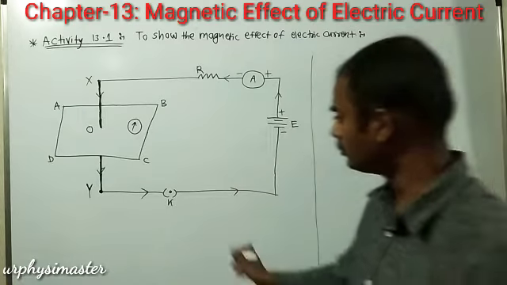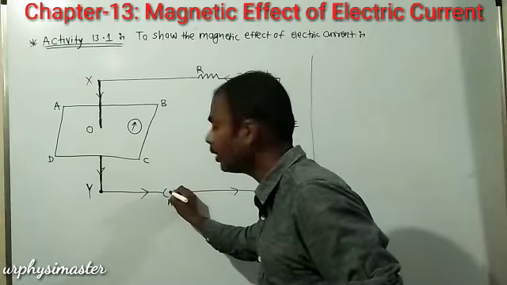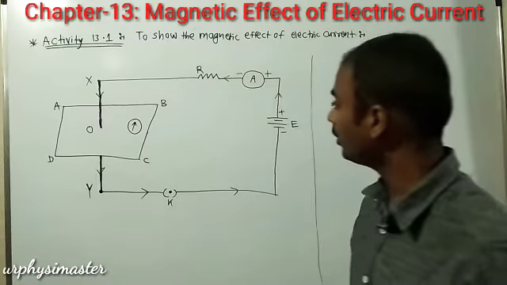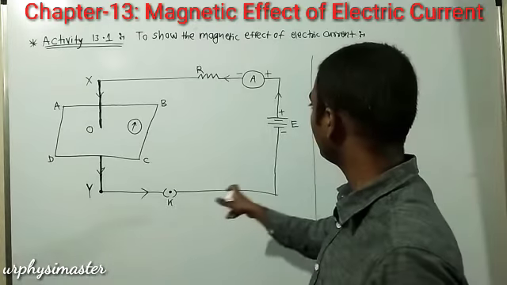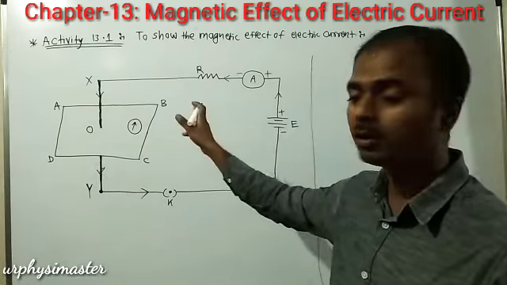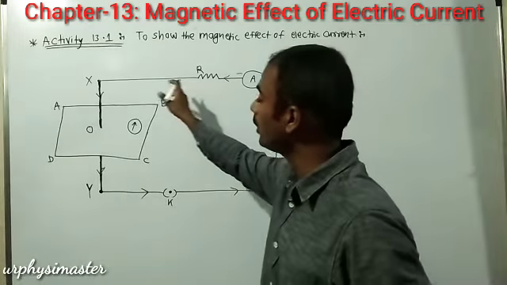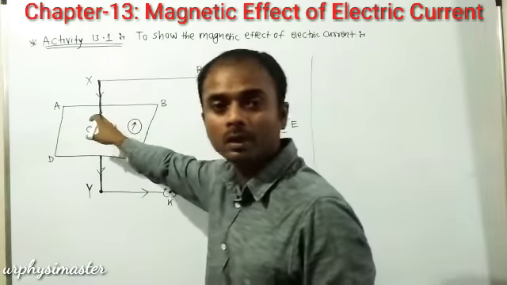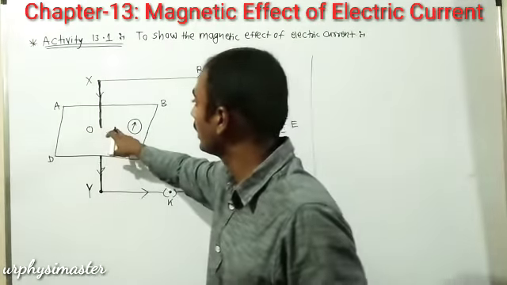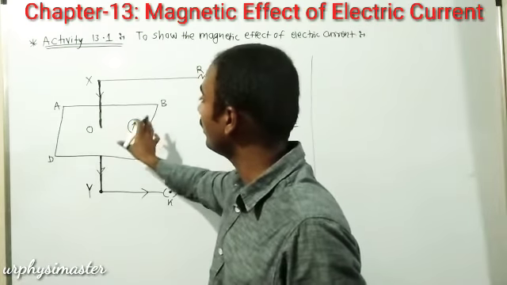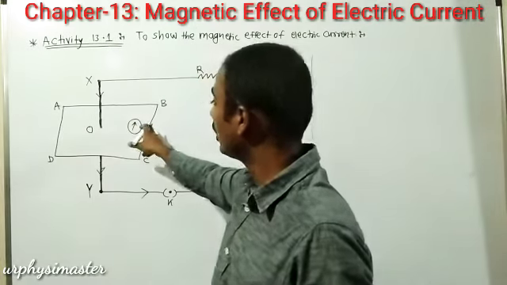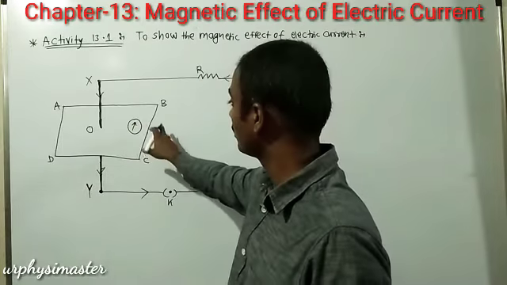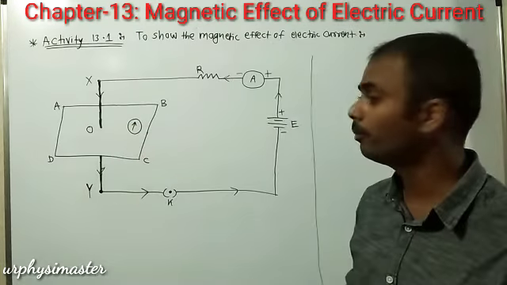Then insert the plug key. Whenever we insert the plug key, there will be the flow of current through the circuit, and this current will also pass through this thick copper wire. Whenever there is a current passing through the wire, also notice the deflection of the magnetic field.